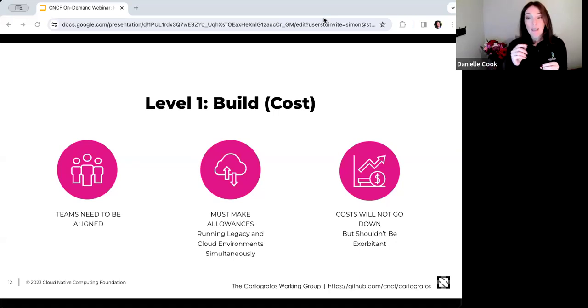Second, you need to make budget allowances for running everything simultaneously. And then finally, you need to know that your costs aren't going to go down in level one. They're probably going to go up. So if that is not okay with the business, then cloud native might not be right for you right now, or you might want to only look at cloud native for net new applications and services.